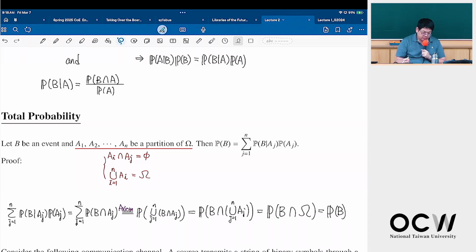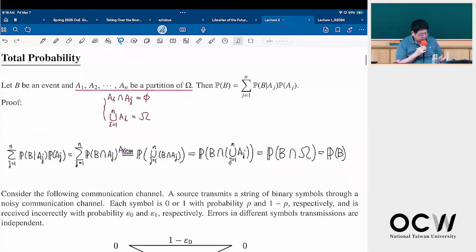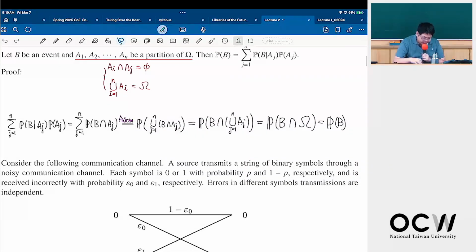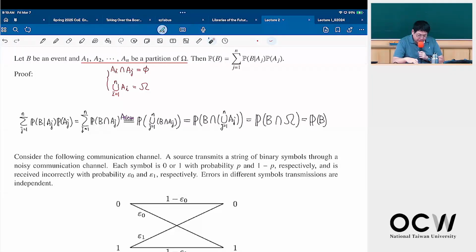Now let's see an example. For this example, consider this typical communication channel. A source transmits a string of binary symbols through this noisy communication channel. It's either 0 or 1. If I send 0, that is with probability P, and I have probability 1 minus P to send 1.